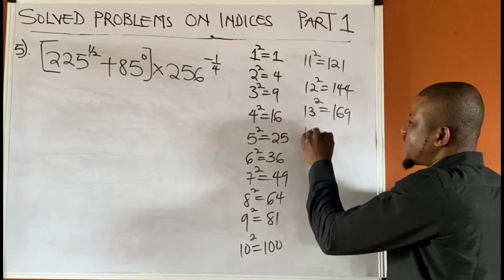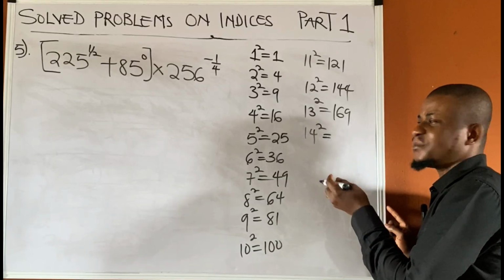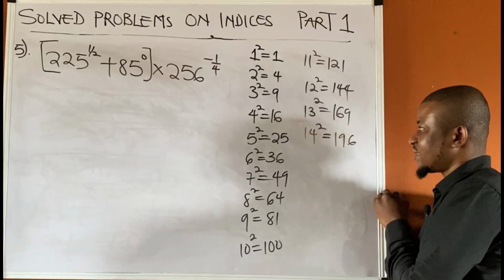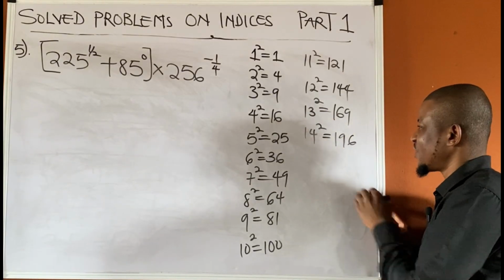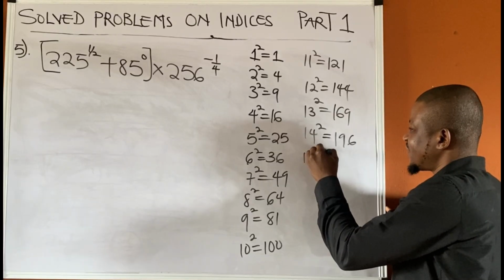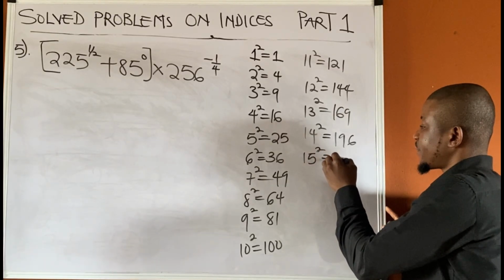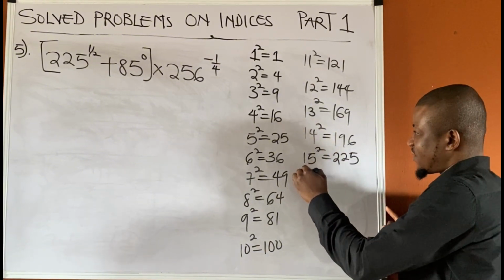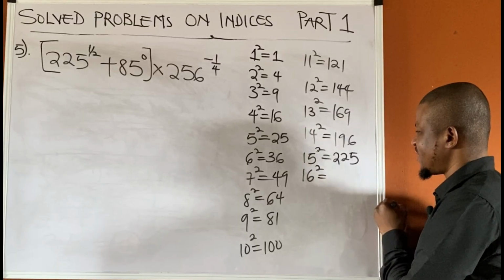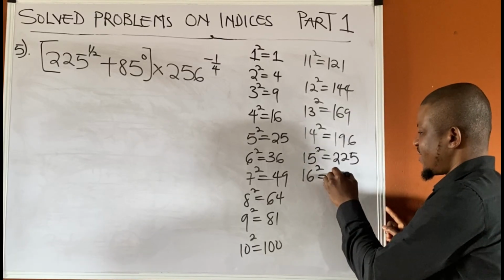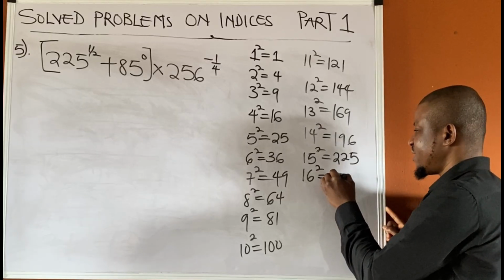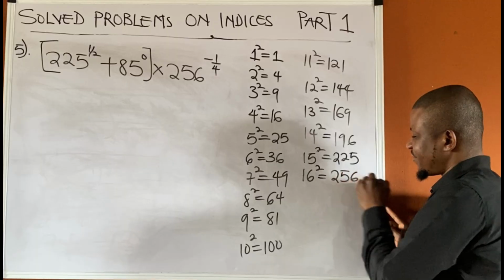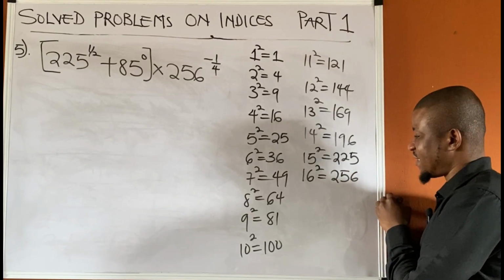169. 14 squared is 196, right? Yeah, I guess I'm correct. Okay, let's go to 15 squared, which is 225, right? 16 squared will be 256, right? 256. Yeah, that's correct.